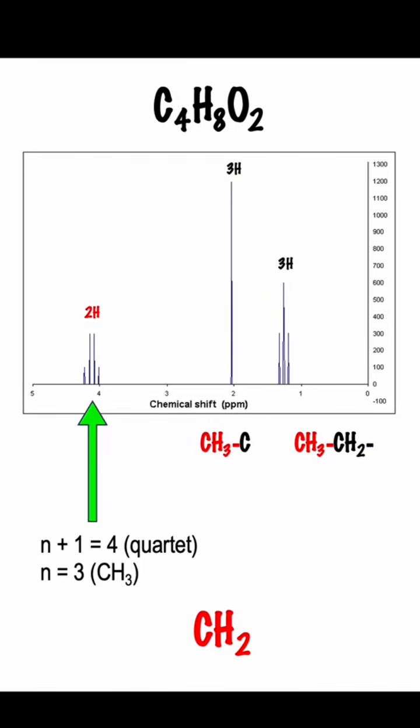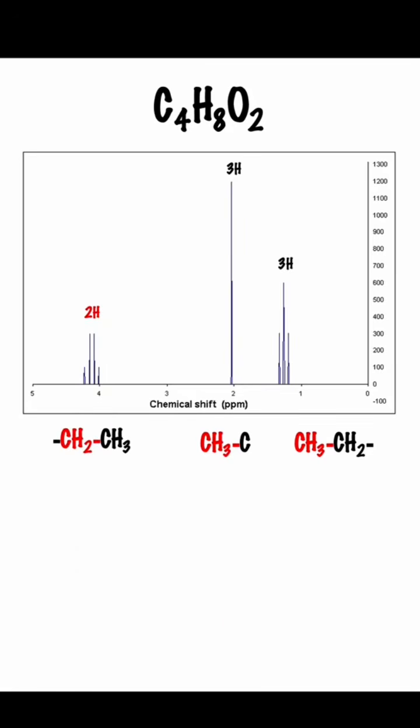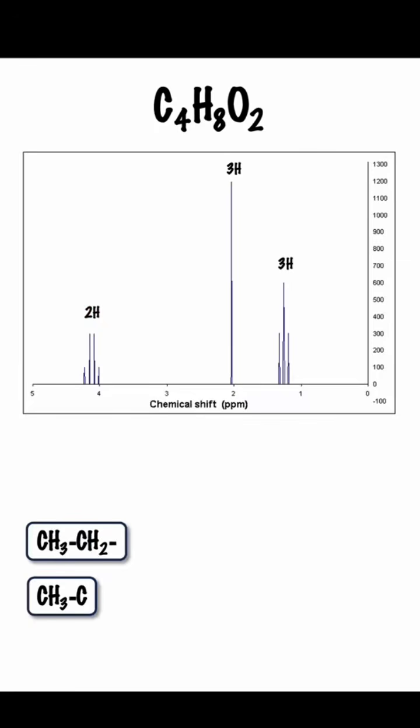We can see this is a quartet, so n plus 1 equals 4. Obviously, 4 minus 1 is 3. So next door to the CH2 group is a CH3 group. Now we're going to notice that we have 2 fragments. Both of them have a CH3 next to a CH2. Those are obviously the same fragments because we only have 4 carbons. So the 2 fragments that we're working with now are a CH3 next to a CH2 and a CH3 with a carbon with no hydrogens.